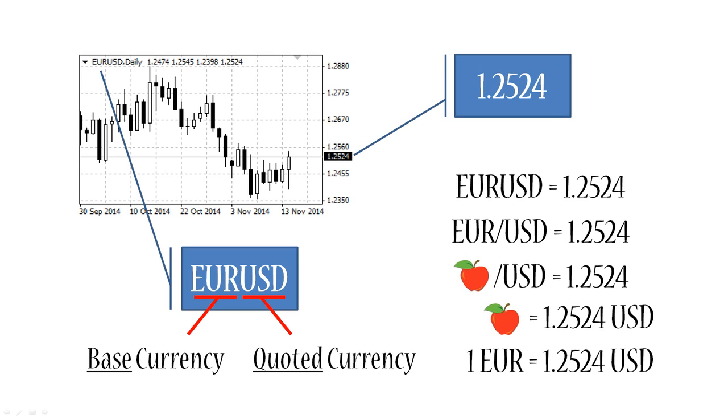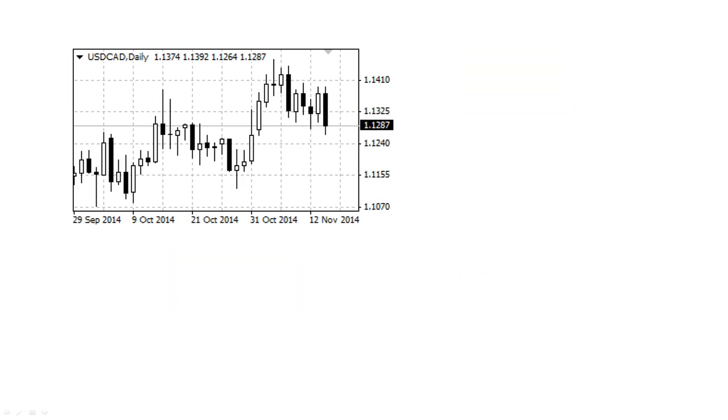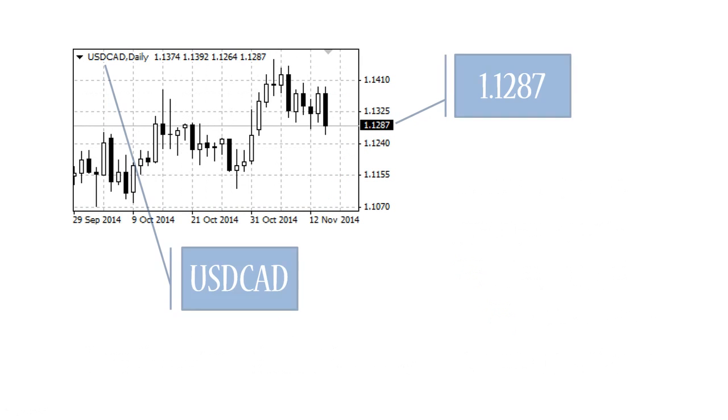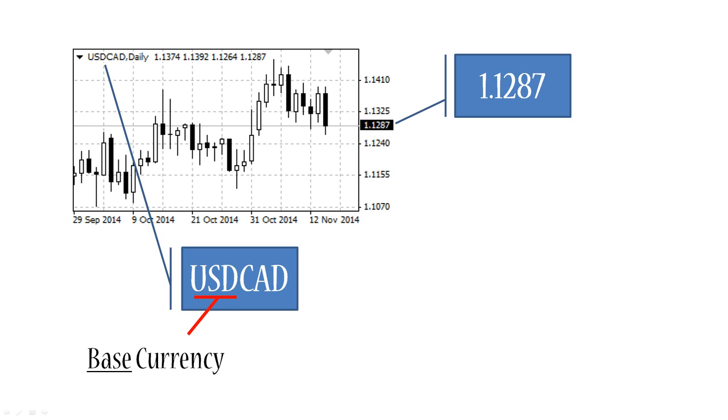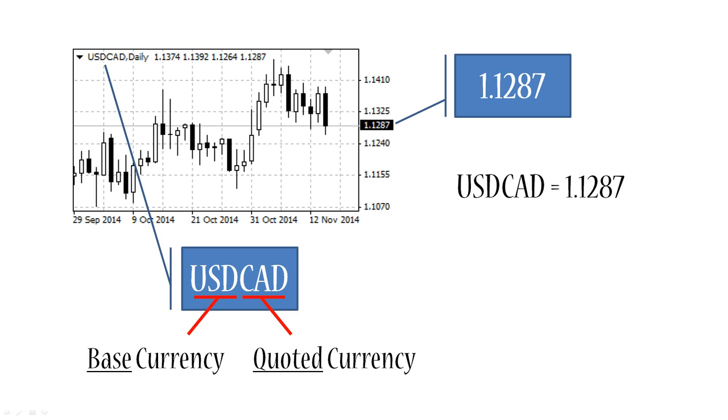Now let's look at another example. Let's take US dollar, Canadian dollar, for instance. And this example will be a bit more tricky because the US dollar is on the left. Now, as you can see, the US dollar is the base currency in this example, and the Canadian dollar is the quoted currency. How do we read this chart? Very similar approach. US dollar Canadian equals 1.1287. It's the same as putting a slash in between the currencies.